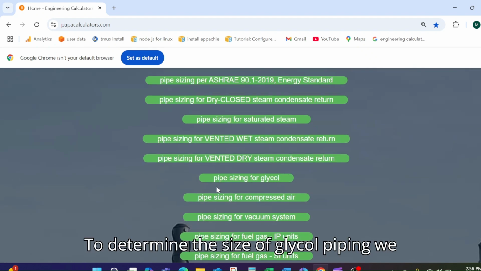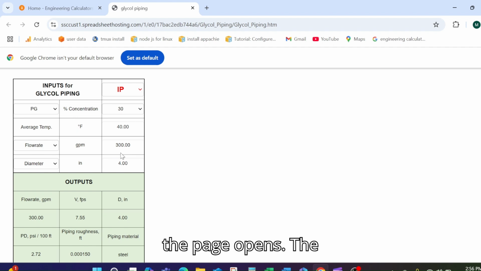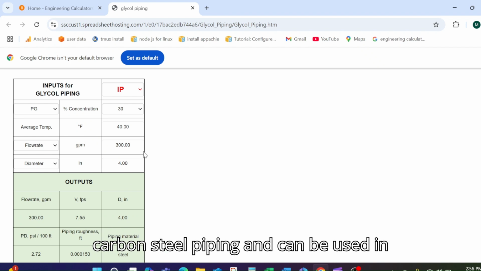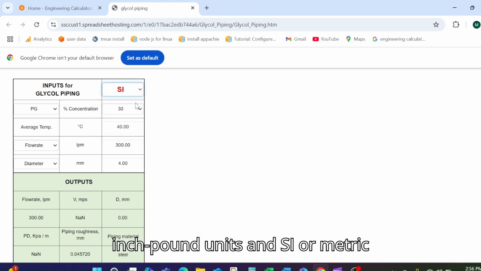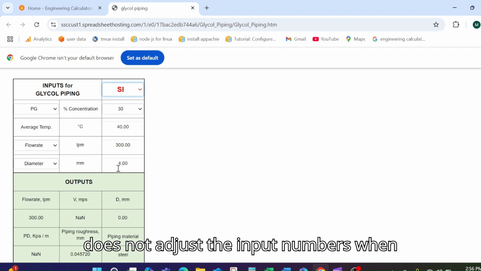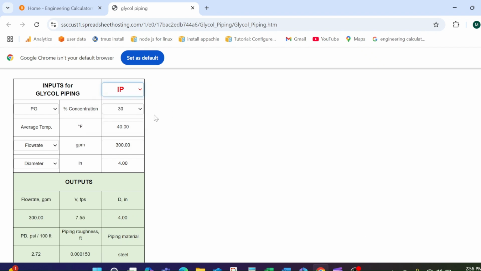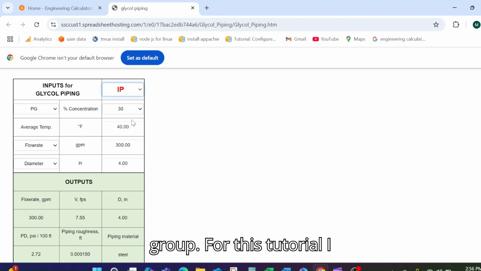To determine the size of glycol piping, we need the pipe sizing for glycol calculator. Clicking on it, the page opens. The calculator is good and accurate for carbon steel piping and can be used in two different units, IP or inch-pound units and SI or metric units. Note that the calculator does not adjust the input numbers when the unit changes from one to the other. Separate inputs are needed for each unit group. For this tutorial, I select the IP units.